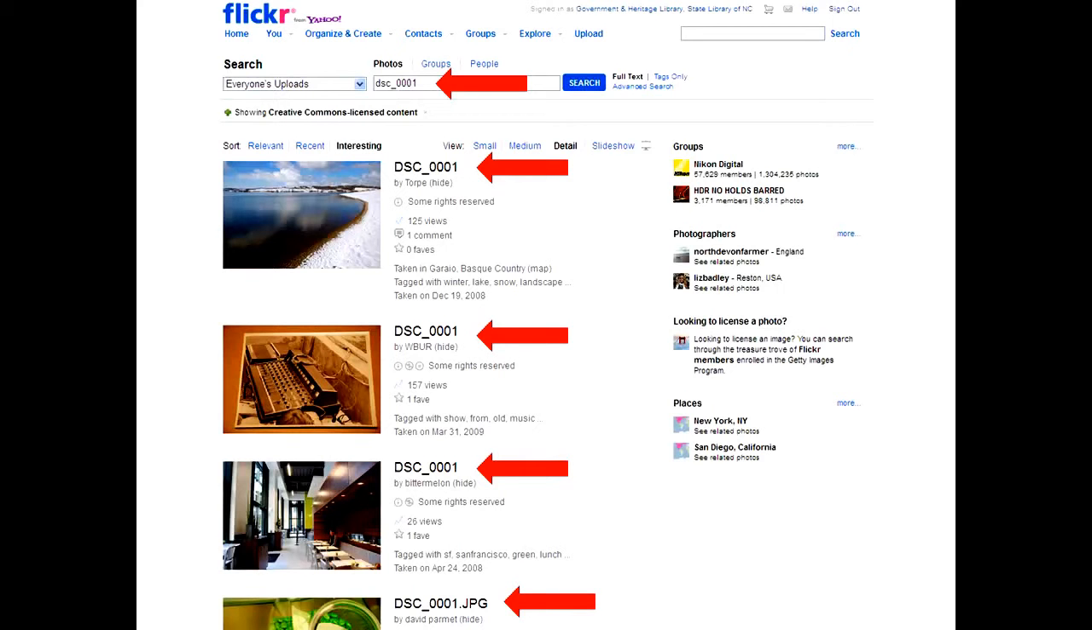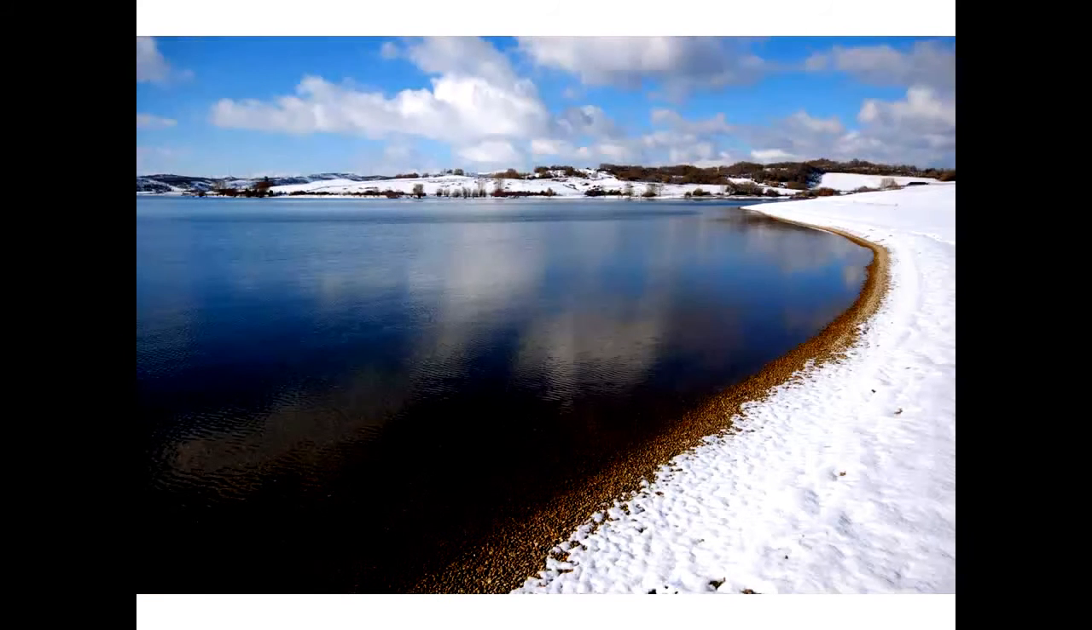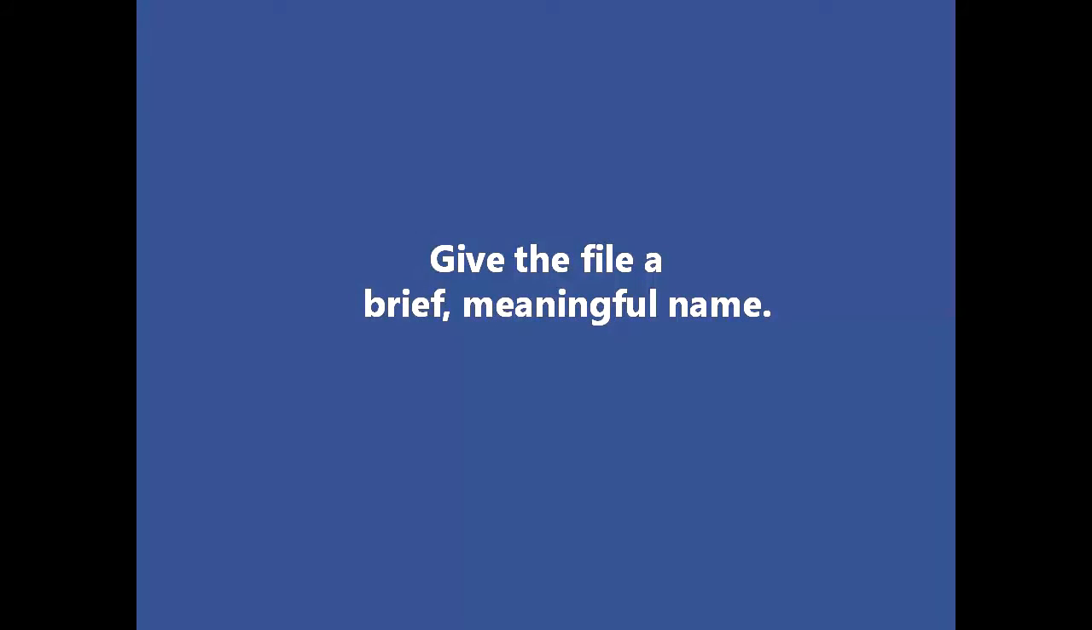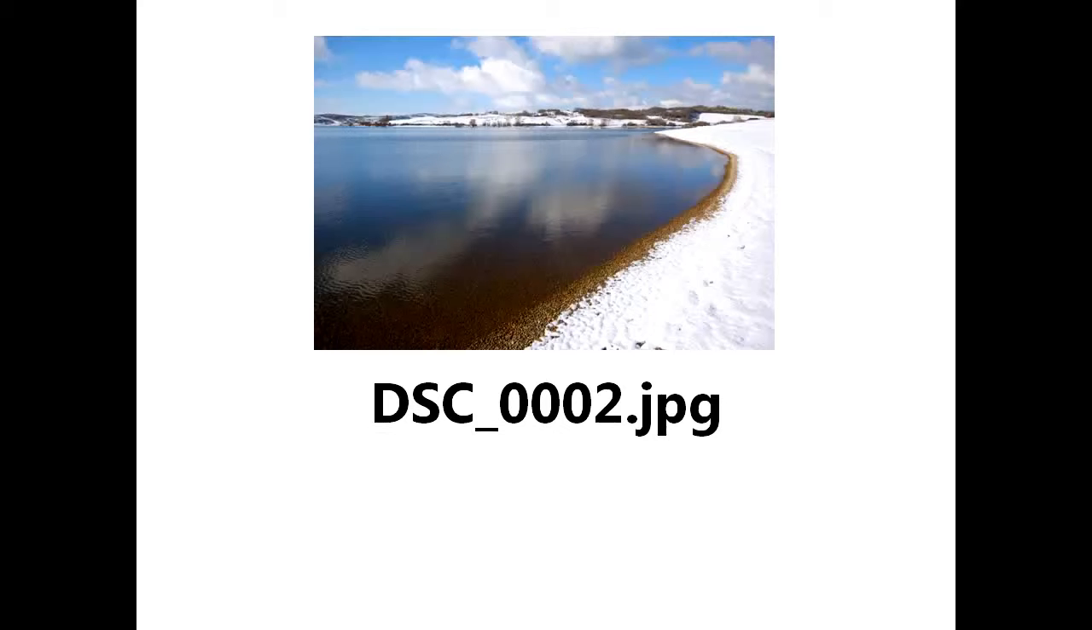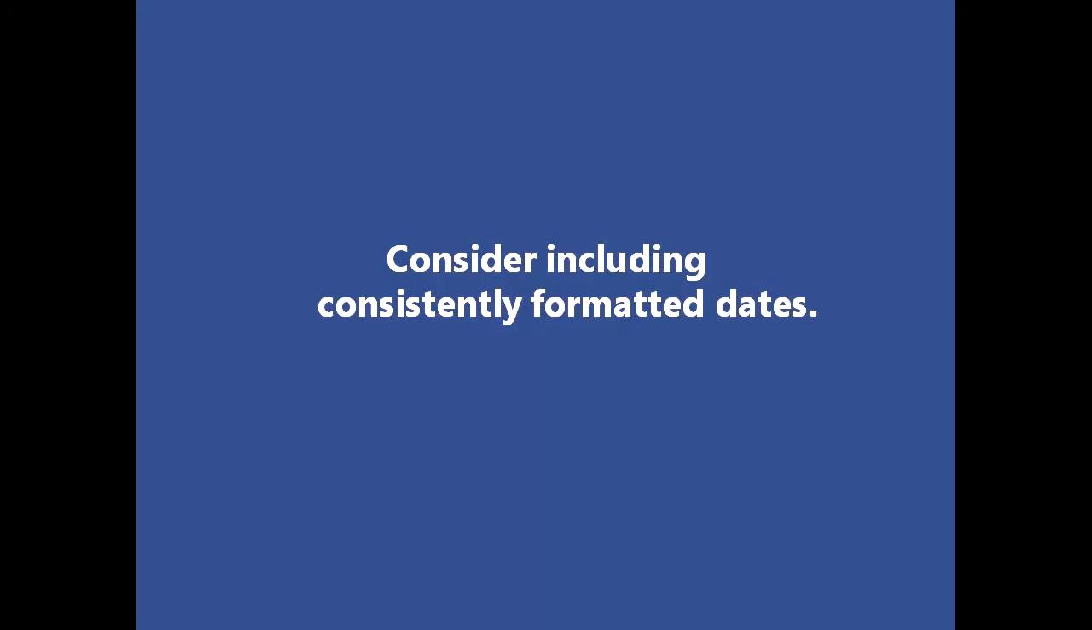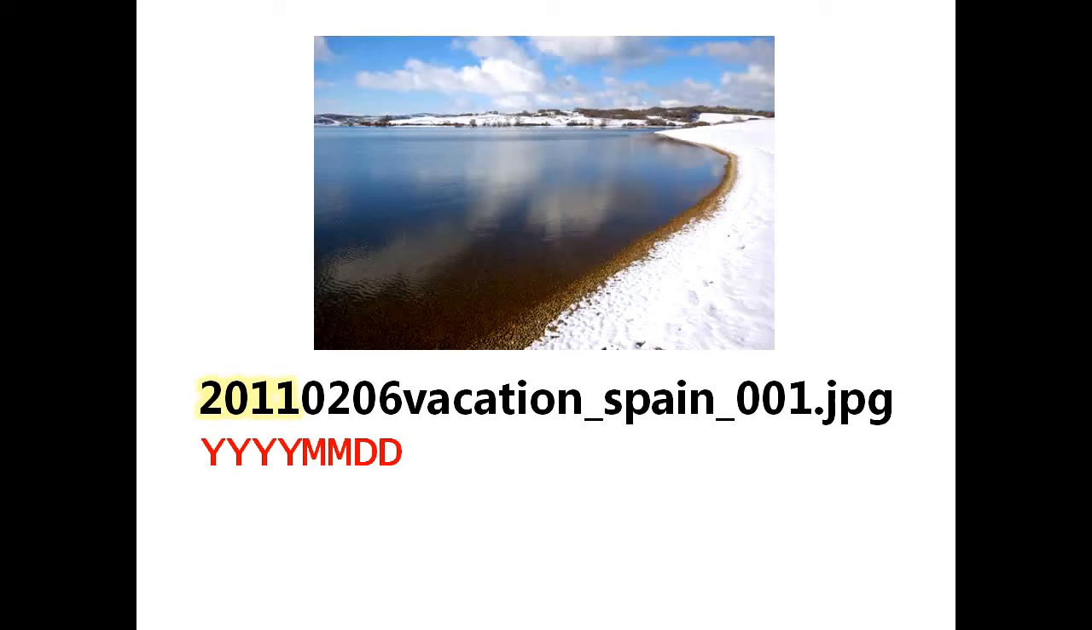Now we have some best practices for naming your files. I'll walk you through them using this photograph. First, give the file a brief but meaningful name. It is helpful if this name tells you what the file shows or contains and maybe even the context in which it was created. Second, consider including consistently formatted dates across all of your files. One common standard is a 4-digit year, followed by a 2-digit month, and a 2-digit day.